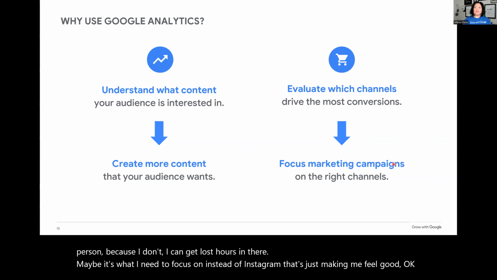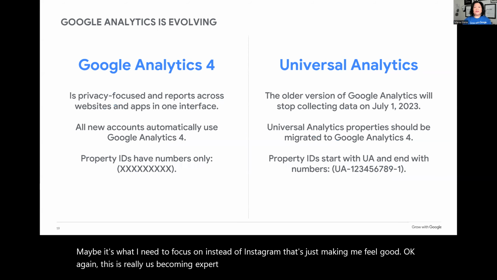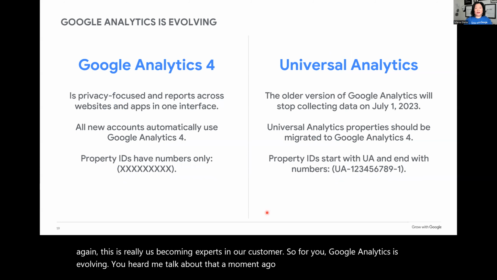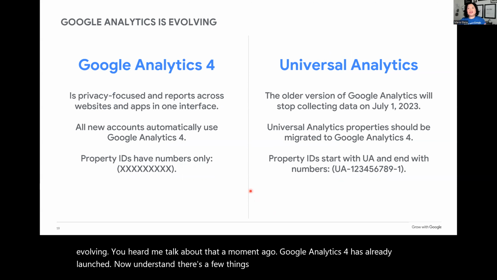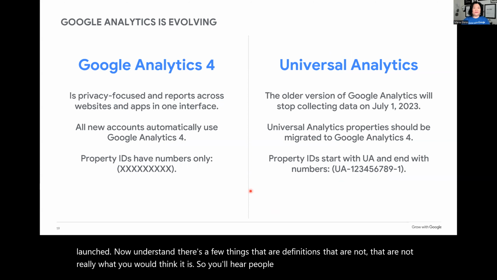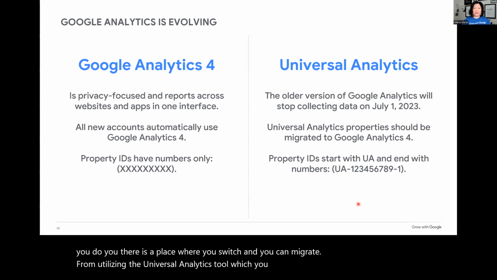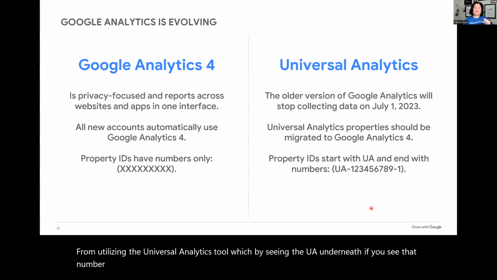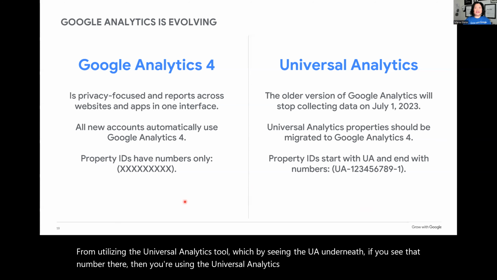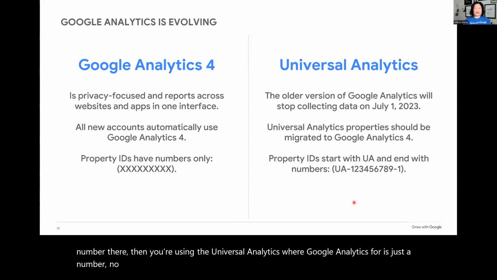Okay, again, this is really us becoming experts in our customer. So for you, Google Analytics is evolving. You heard me talk about that a moment ago. Google Analytics 4 has already launched. Now understand there's a few things that are definitions that are not really what you would think it is. So you'll hear people say migrate to Google Analytics 4. And you do. There is a place where you switch and you can migrate from utilizing the Universal Analytics tool, which you know by seeing the UA underneath. If you see that number there, then you're using the Universal Analytics, where Google Analytics 4 is just a number, no UA, so no letters in front of it.